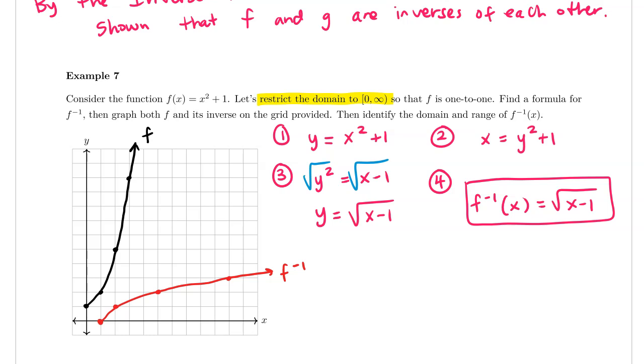All right, so I've gone ahead and graphed our two functions f and f inverse. Now it says identify the domain and range of f inverse of x. If you remember from properties earlier, when you are finding an inverse function, it basically swaps the domain and range of the original function. So our original function was f of x equals x squared plus 1. Its domain, we already found, was restricted to 0 to infinity. And then the range of this would be, notice that the y value here starts at 1 and then goes off to infinity.